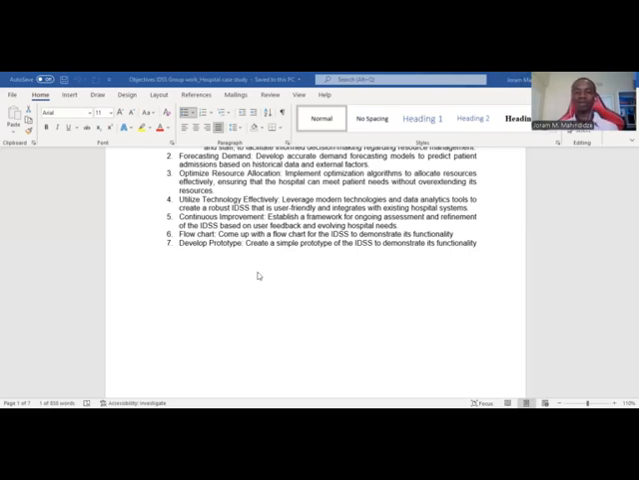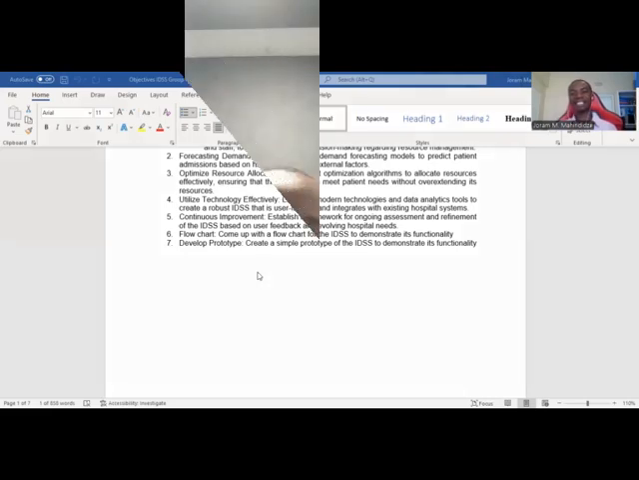Then we will come up with a flowchart that will show the IDSS and demonstrate its functionality. Then we're also developing a prototype. We're going to create a simple prototype of the IDSS, which is also going to demonstrate functionality in terms of how this IDSS will help hospitals with resource allocation. Thank you. My colleagues will take it from here and explain further.